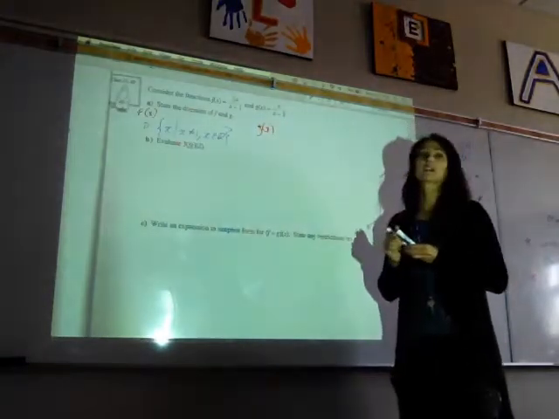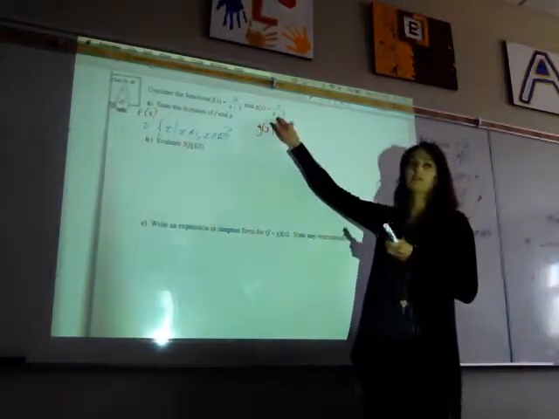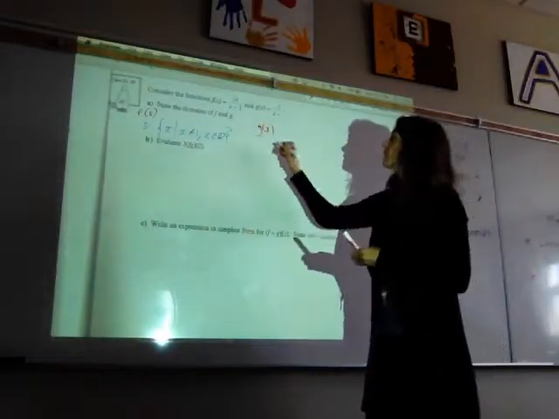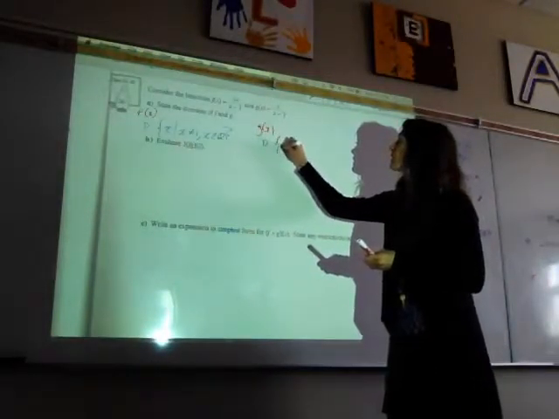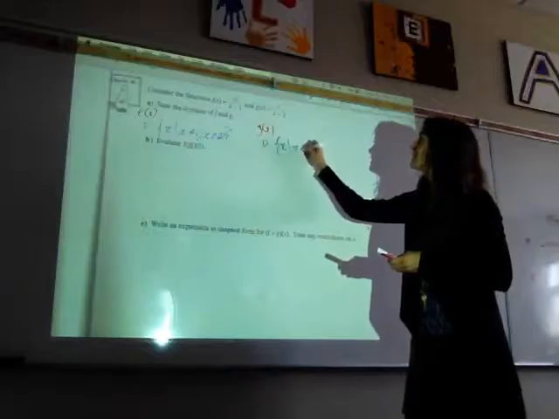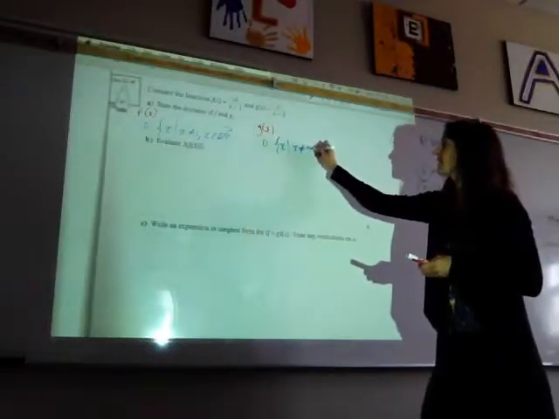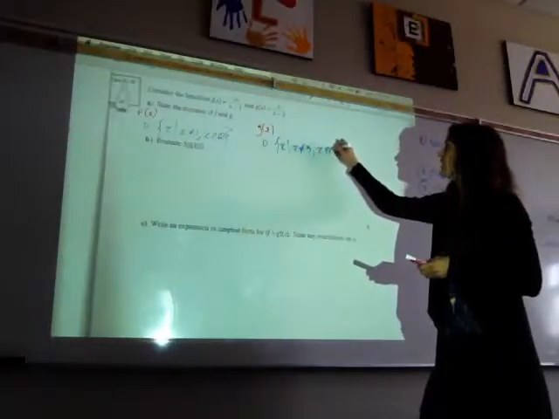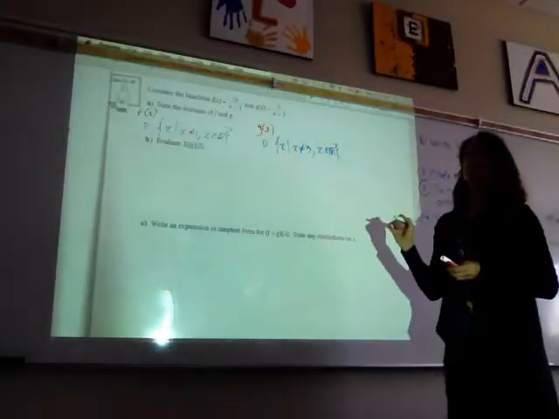Okay, and then for g of x it's similar, but we have a restriction of 3 this time. So x cannot equal 3, and all the other numbers will be real.